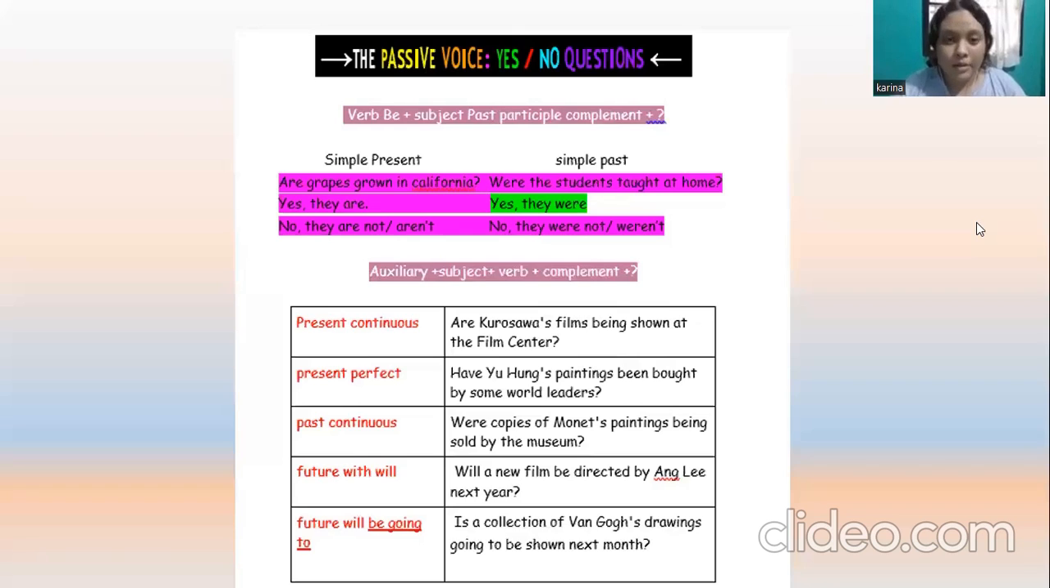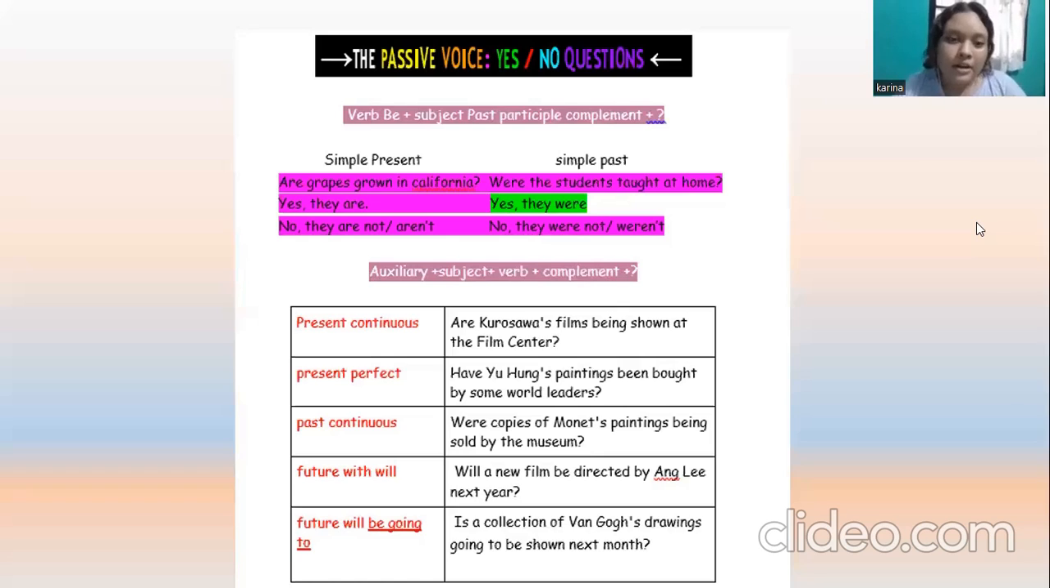An example in the simple present: are grapes grown in California? The answers can be yes they are, no they are not, or aren't. In the simple past, we have: were the students taught at home? The answers can be yes they were, or no they were not, or weren't.